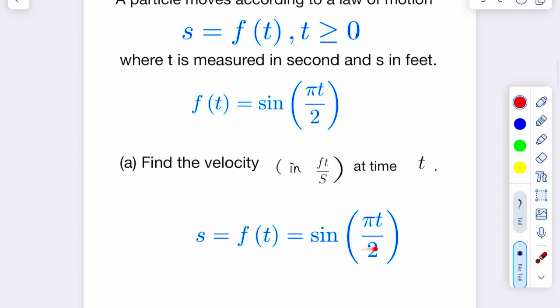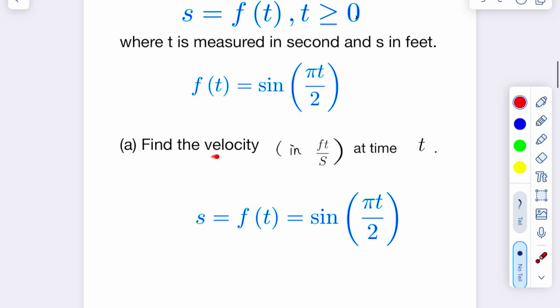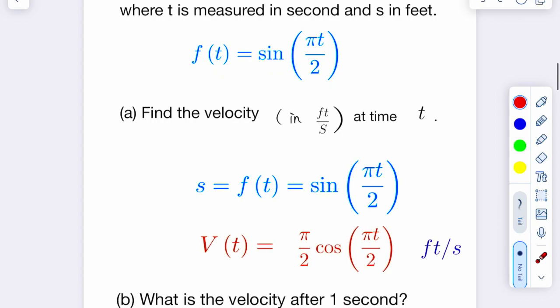Since we are given this position function, velocity is the derivative of this position function. So we differentiate that position function here. The derivative of sine is cosine. So we have cosine of pi t over 2. But don't forget, by the chain rule, we have to multiply this by the derivative of this inner function. The derivative of this inner function with respect to t is pi over 2. So this will be the velocity at time t, and the unit is feet per second.